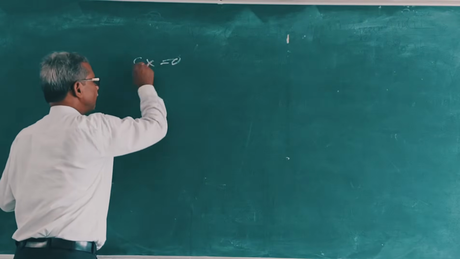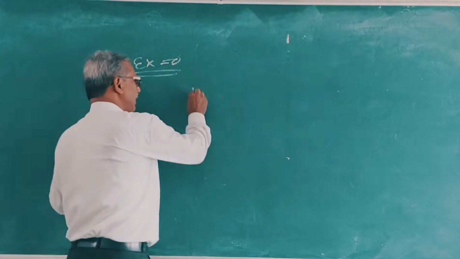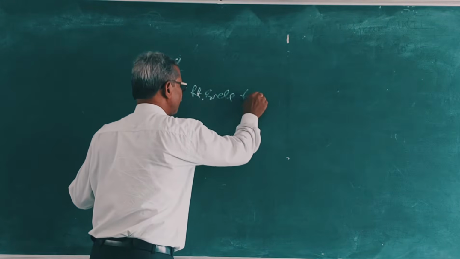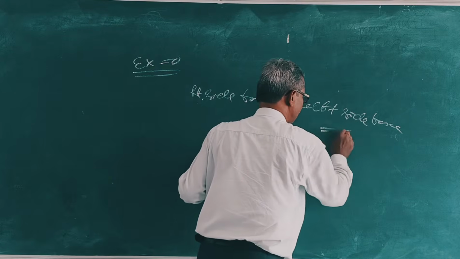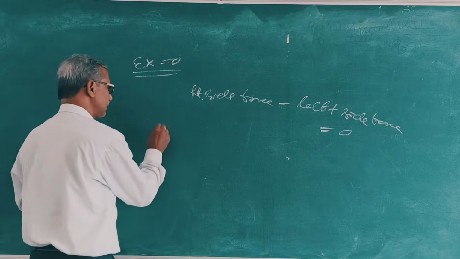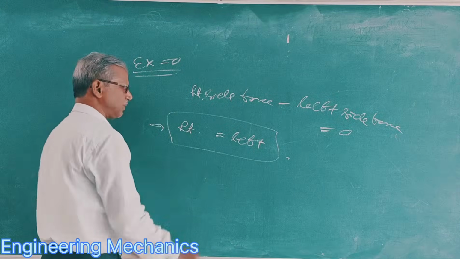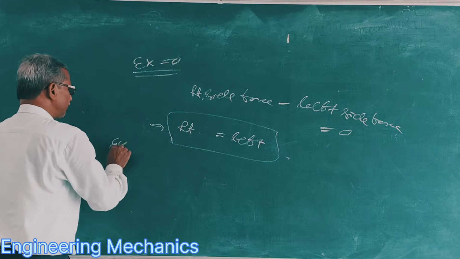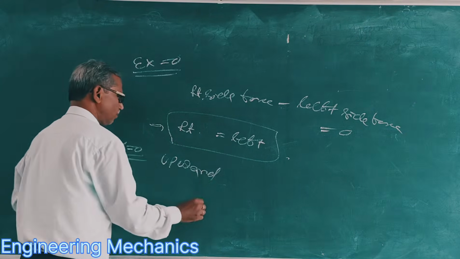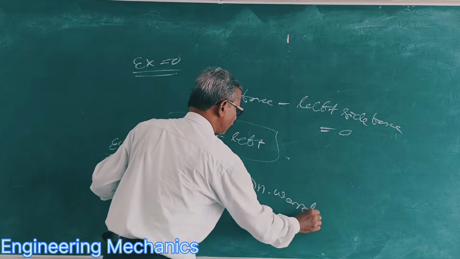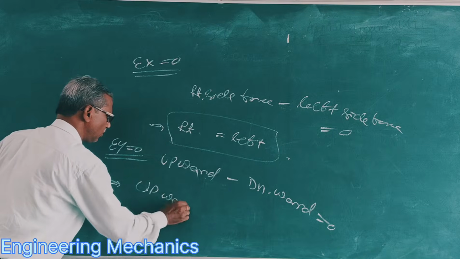Sigma x is equal to 0. What is sigma x? Last class I told you sigma x means right side force minus left side force is equal to 0. This implies right side force is equal to left side force. This is sigma x equal to 0. Sigma y equal to 0. What is sigma y? Upward force minus downward force is 0. This implies upward force is equal to downward force.